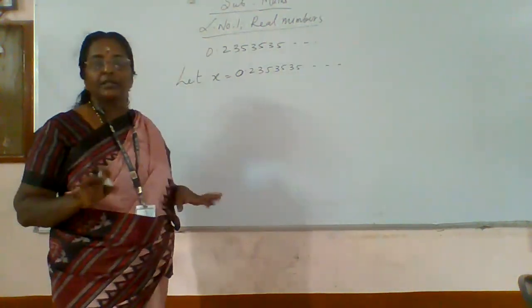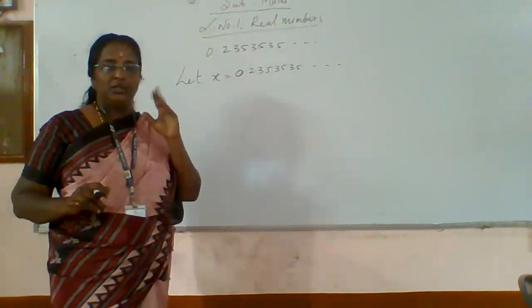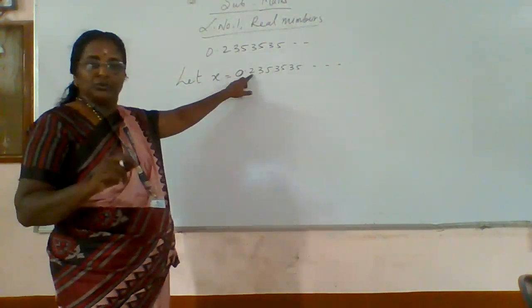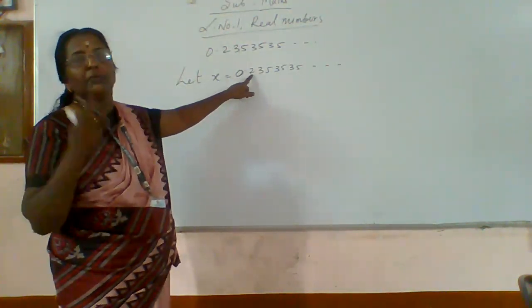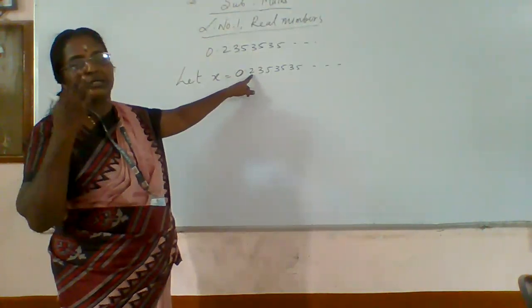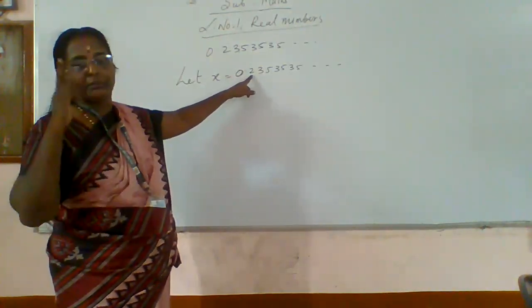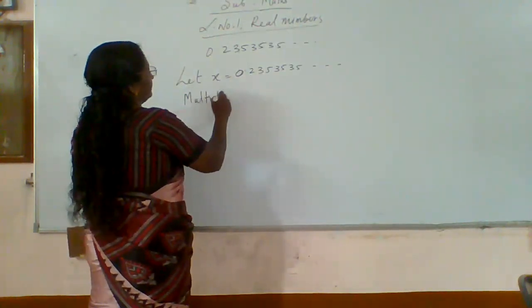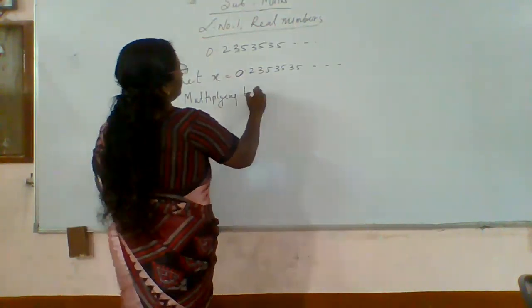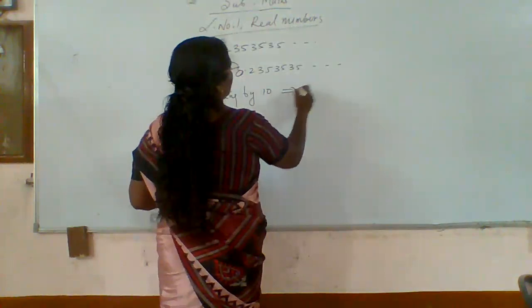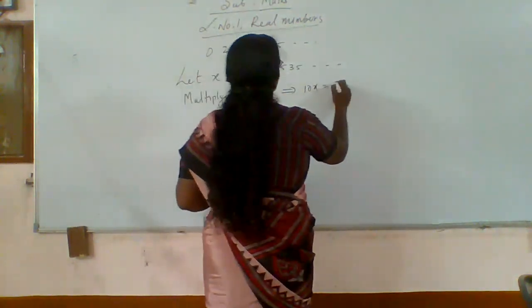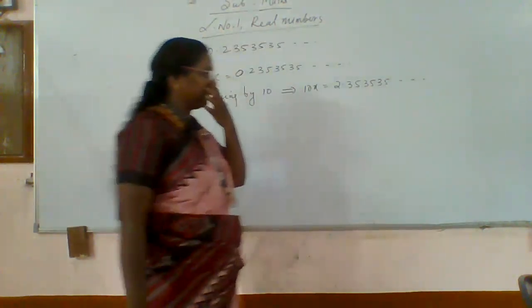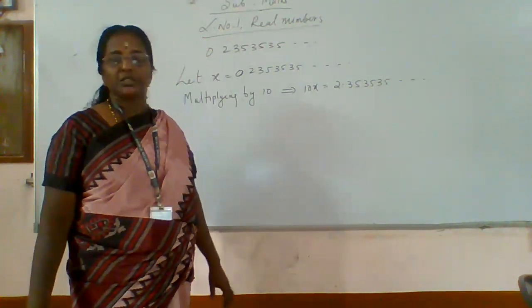Now, just like the previous sum only it is coming. One digit is not repeating, but the remaining two digits are repeating. So which digit is not repeating, that you remove first. How many digits are not repeating? One digit is not repeating, multiplying by 10. Two digits, multiplying by 100. Three digits, multiplying by 1000. So one digit multiplying by 10 gives 10x is equal to 2.353535 etc. Clear? So after the decimal point, all the digits are repeating now.